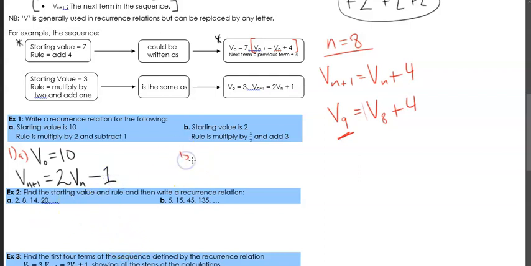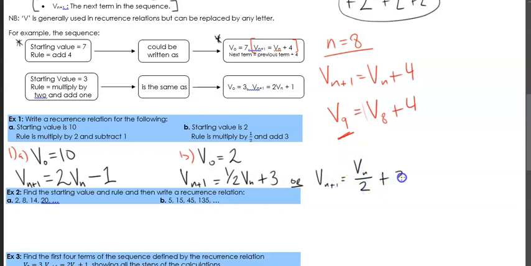B, starting value is 2. And the rule is multiply by half and add 3. So V of 0 is equal to 2, that's our initial. To get the next term, V of n plus 1, we have to multiply by half, so half of V of n, and then add 3. Or this can be written as V of n plus 1 is equal to V of n divided by 2 plus 3. Both of these will suffice because multiplying by half is also the same as dividing by 2.